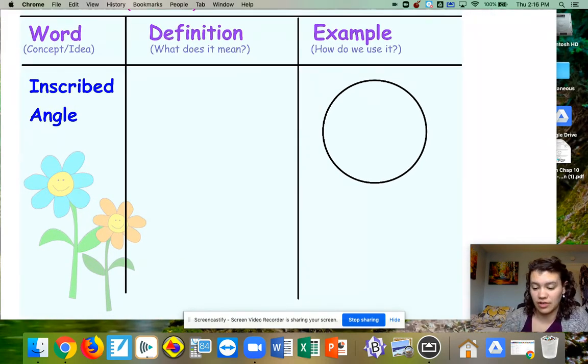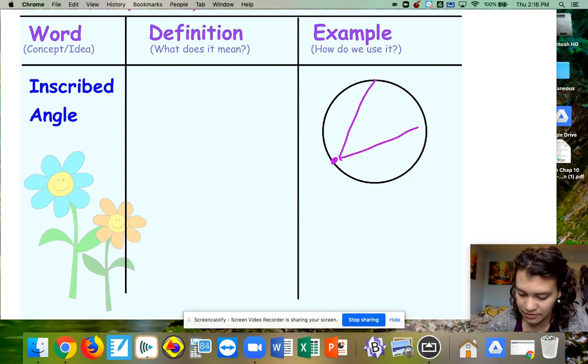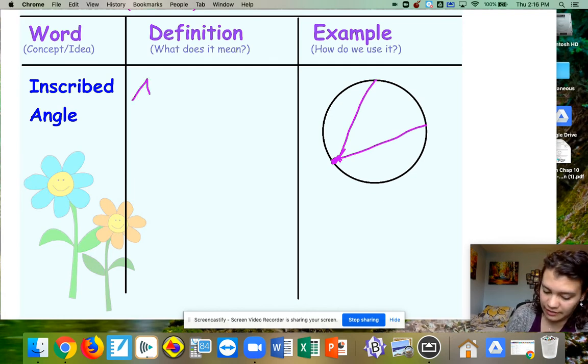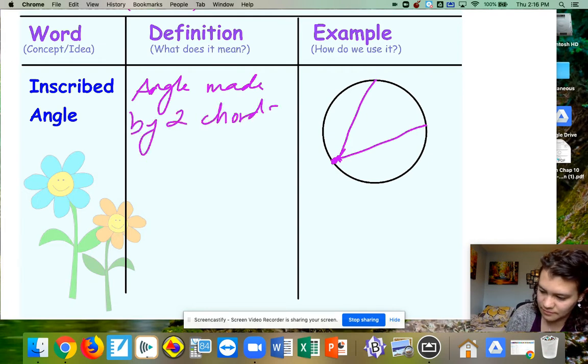So remember, a central angle is something that comes from the center and goes out. An inscribed angle comes from the edge of a circle going out to the other edge. So it's an angle made by two chords with a vertex on the circle.